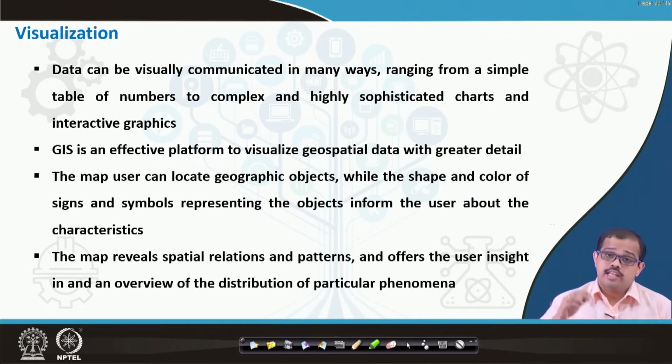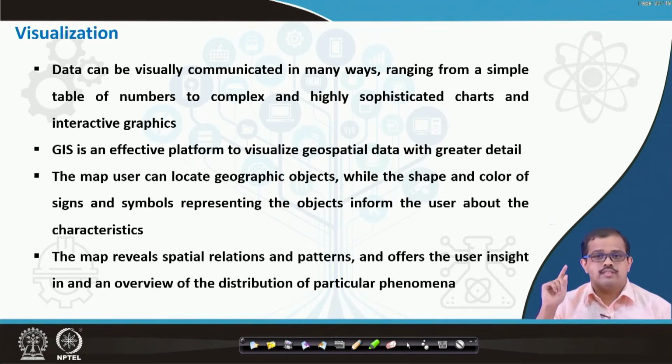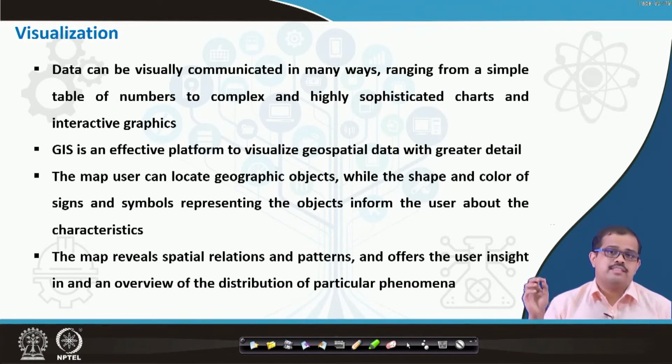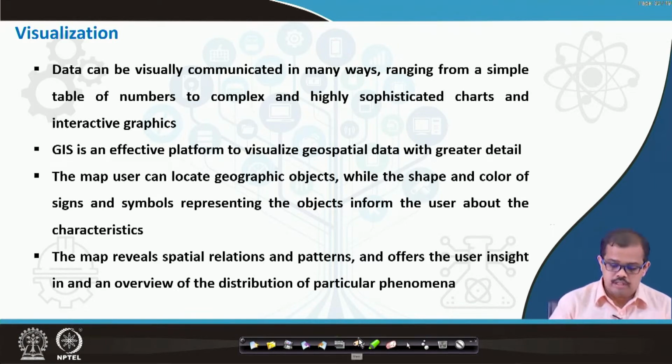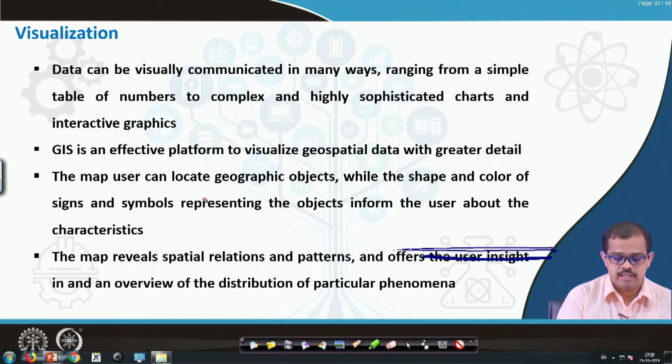Okay, so GIS is very effective in visualizing geospatial data. I am being very specific: it's not just data, it's geospatial data, with whatever greater details you may have. The map user can locate geographic objects, while the shape and color of signs and symbols representing the objects inform them about the characteristics. So here you should understand these aspects.